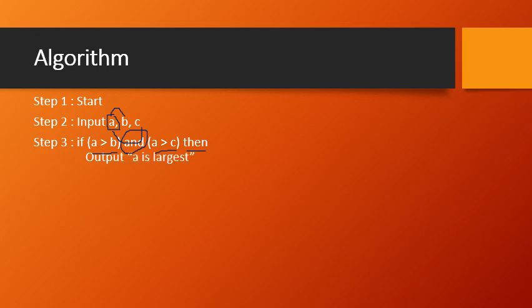If the first number, see here, in this if there are actually two conditions. The first condition is A greater than B and A greater than C.